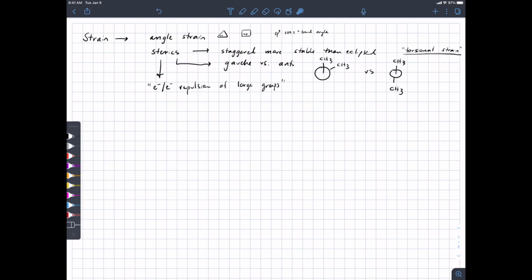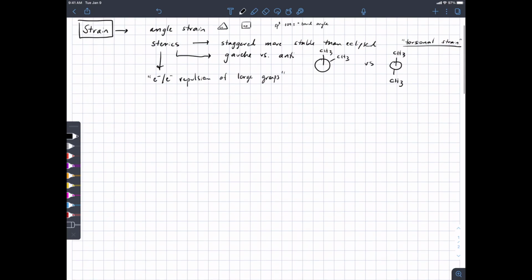So that may muddy the water just a little bit, and I'm sorry, but we're not going to make a distinction between these two points.